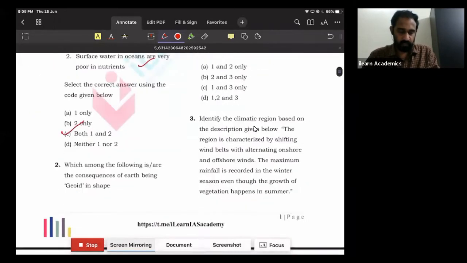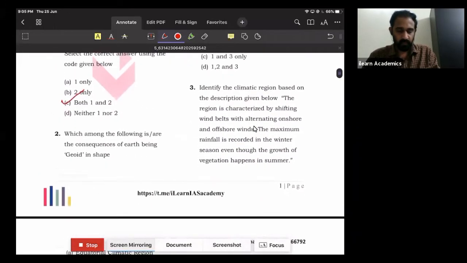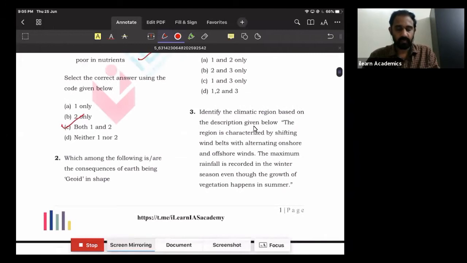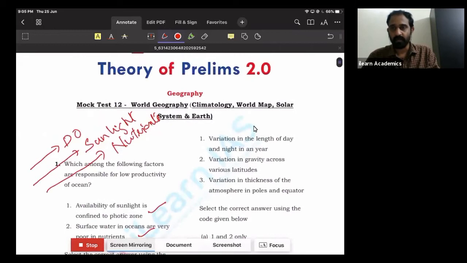So the next question is about the geoid shape of Earth. What among the following are the consequences of Earth being geoid in shape? We know that Earth is not perfectly spherical in shape; it is geoid in shape. There is a bulge near the equator. Similarly, the poles are flattened. Because of this, there will be certain impacts on the surface of Earth.